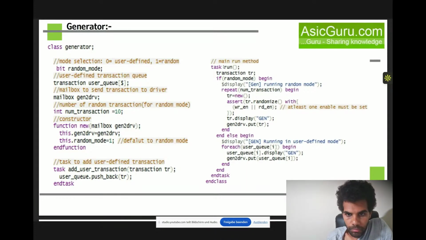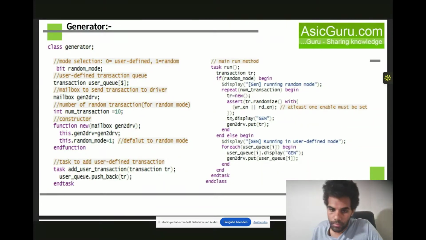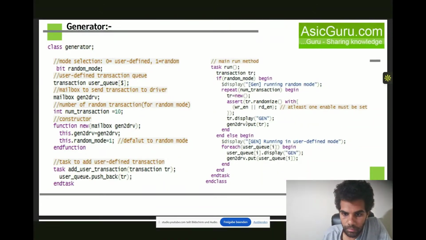Now here is the run function. We first initialize the transaction. If it is random mode, that is 1, then we repeat for the number of transactions, that is 10. Then the transaction is created by tr.randomize, and we put the generated value into the mailbox and pass it to the driver. If it is not random mode, that is, it is user mode, then we take out data from the queue, put it into the mailbox, and pass it to the driver.